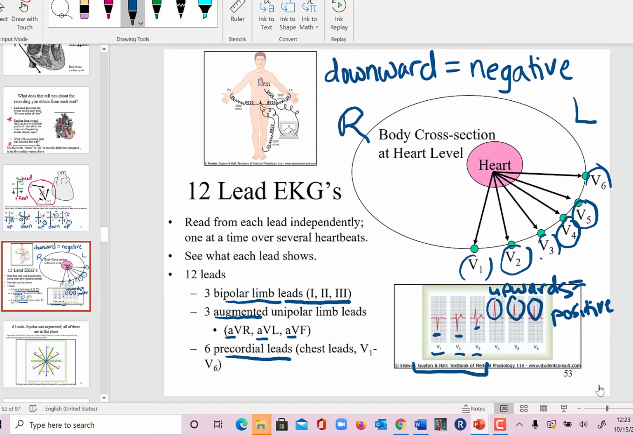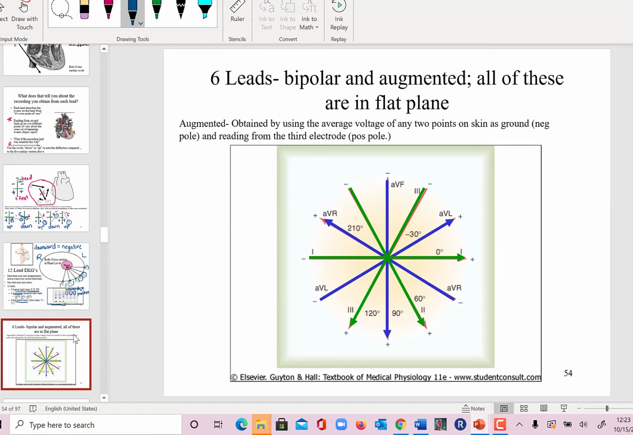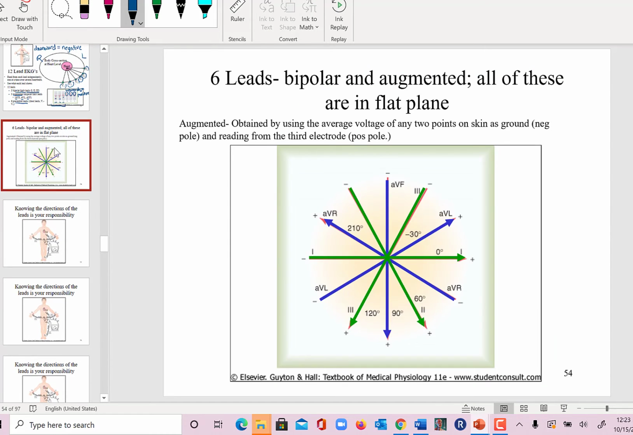And that means parallel. Remember your rules. We can take all 6 of the leads that you are responsible for and orient them so that they radiate outward from a central point. This is called a hexaxial diagram.